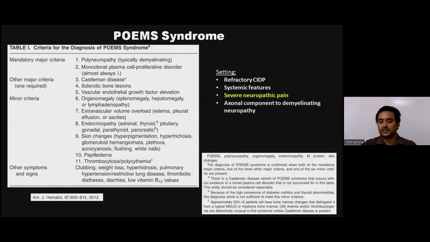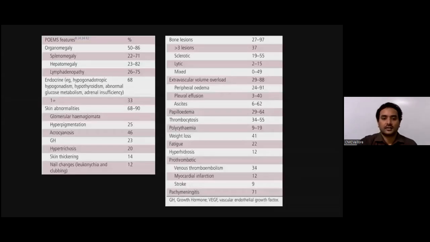This is the setting for neurology to find POEMS. So this one I put just to show the associated features: splenomegaly, as we all know, and skin abnormalities; you can have glomerular hemangioma, hyperpigmentation. During consults, POEMS is usually undiagnosed in the earlier stages. By the time it comes to the neurologist, the patient will be totally bedbound, fully disabled for life. So this initial feature should not be missed.